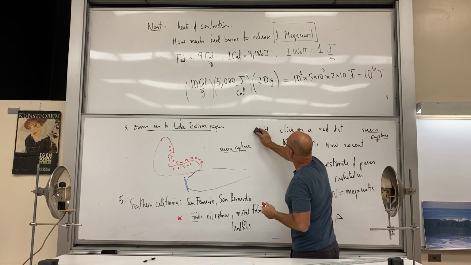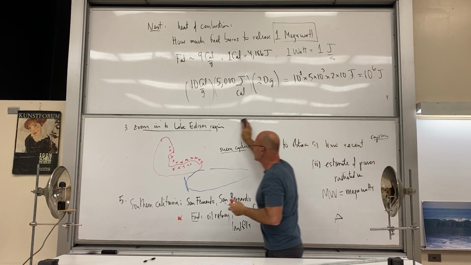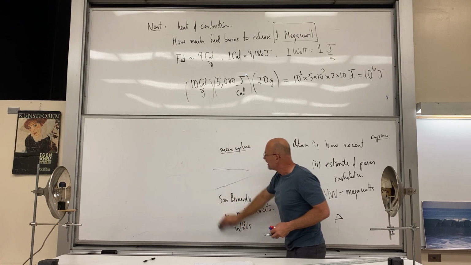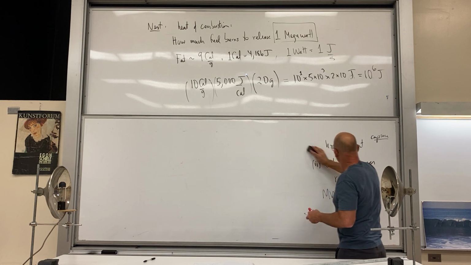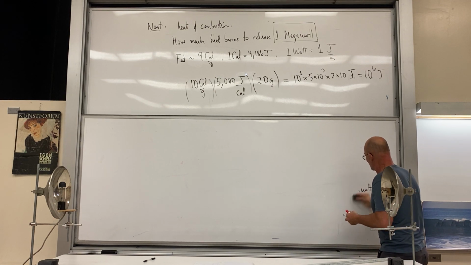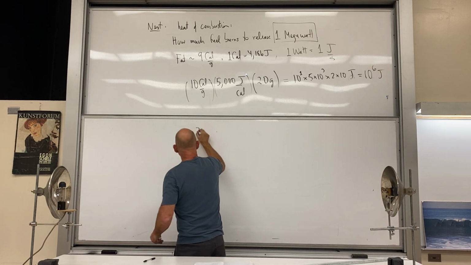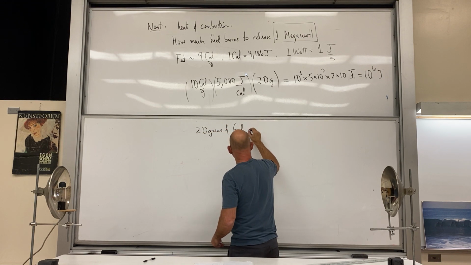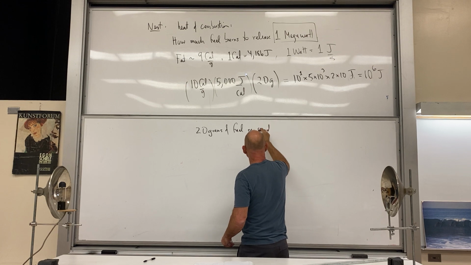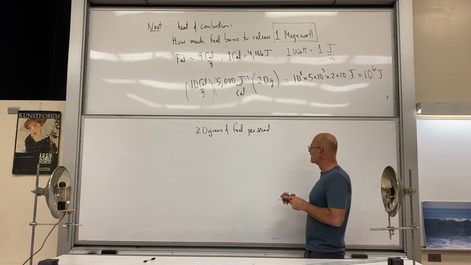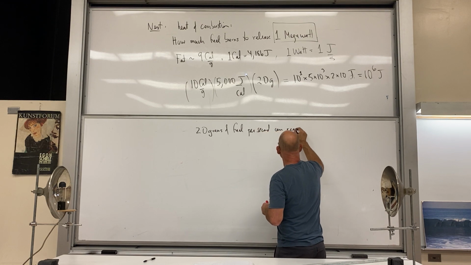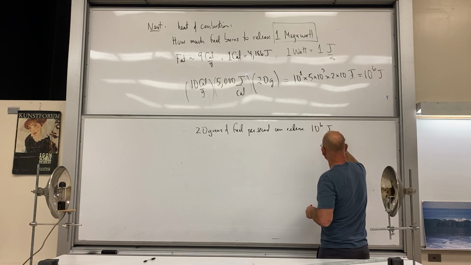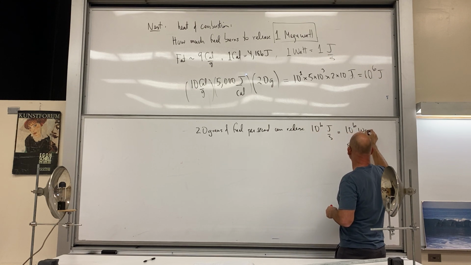So finally, this is for the most concentrated fuel. So 20 grams of fuel per second can release a megawatt. Can release 10 to the 6 joules per second equals 10 to the 6 watts.